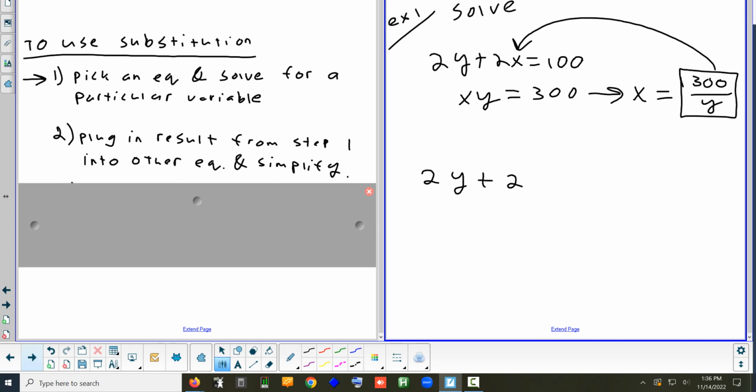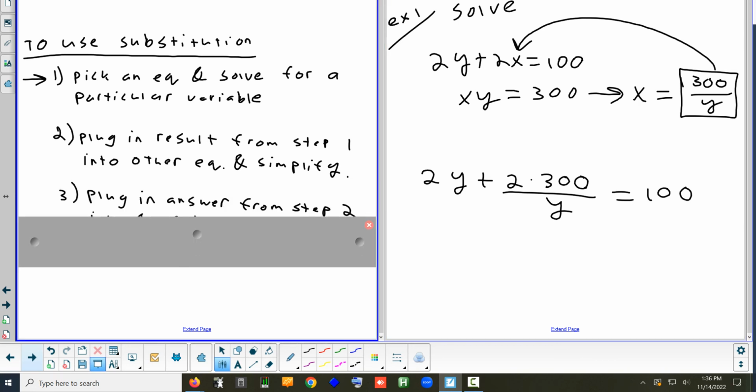So the first part is going to stay exactly the same. And now we're going to do 2 times, don't put x. Fill in what we got for x with the other formula. So 300 over y. Okay, so there's 2 times x, and that's still equal to 100. Now you've got y in multiple spots, but that's okay. We only have y. We don't have x anymore. So let's finish solving this for y, and then I'll give you the last step, which is step 3.